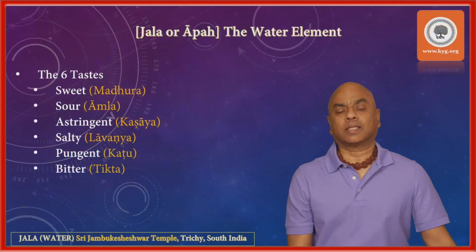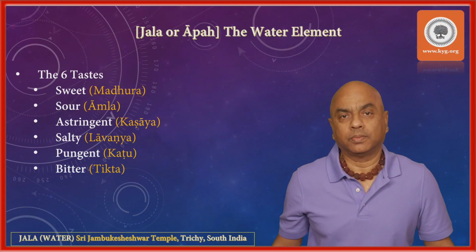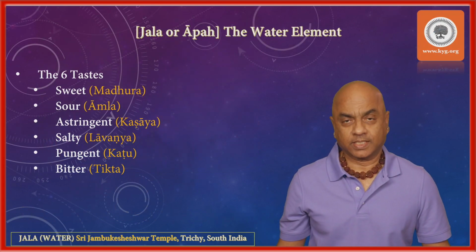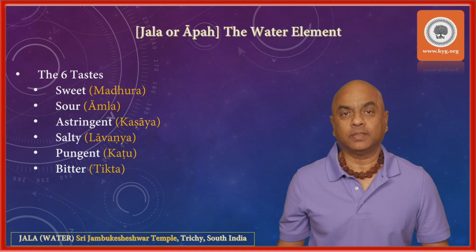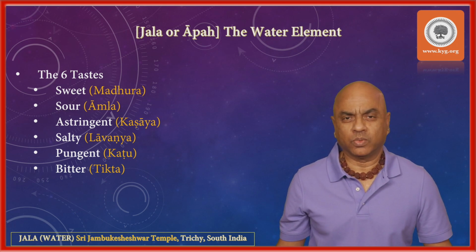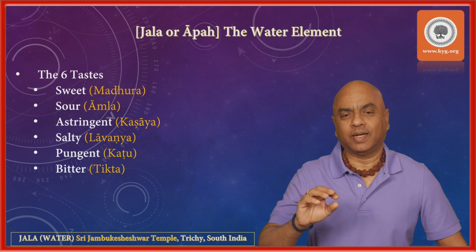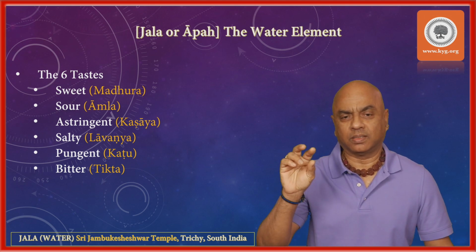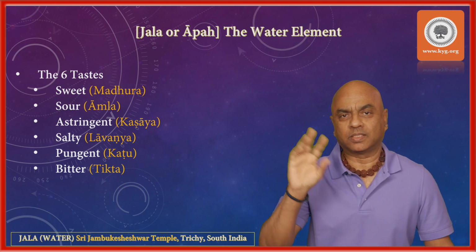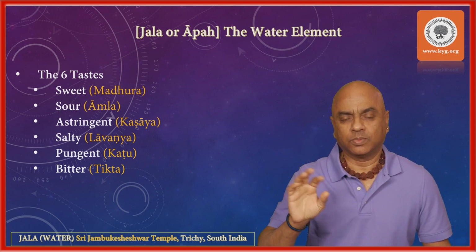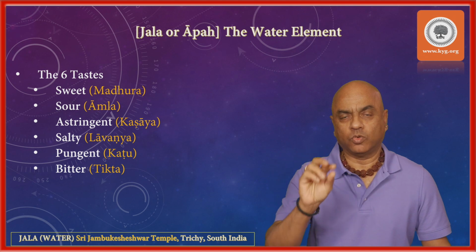So in the last class, this is what we talked about, right? The 6 tastes: madhura, sweet; sour, amla. Instead of sour, I used the word spicy, but I'll stick to sour because that's traditional Ayurveda. Spicy is kind of general, it takes pungent, sour, salt, all put together. It's more general in nature, but these are more specific.